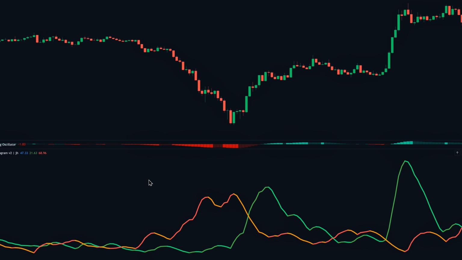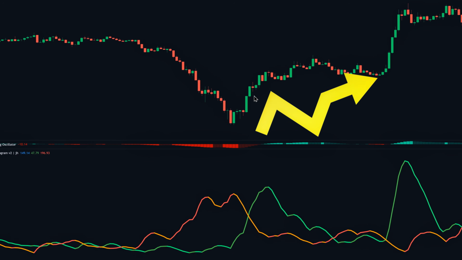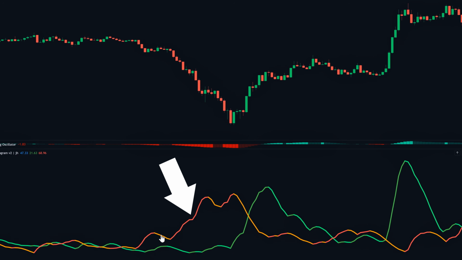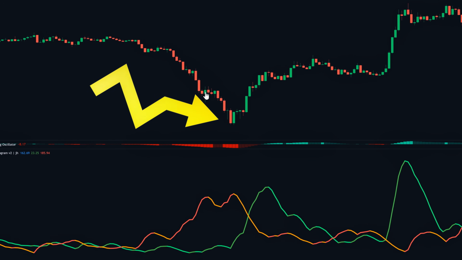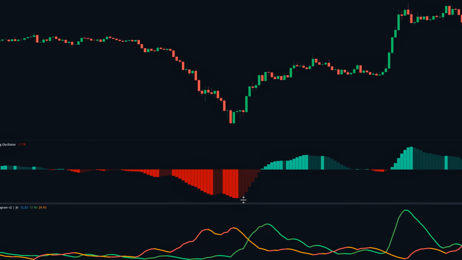Now, this second indicator we just added is a trend indicator. Whenever this green plot is above the red-orange plot, that indicates a bullish trend. Conversely, whenever the red-orange plot is above the green plot, that indicates a bearish trend. We're going to combine these two indicators to take our positions.